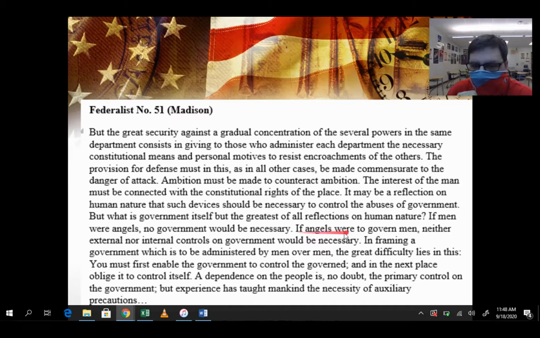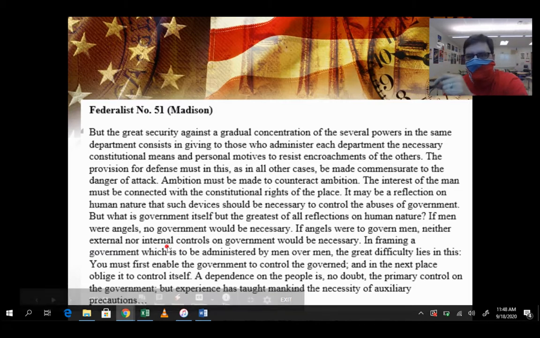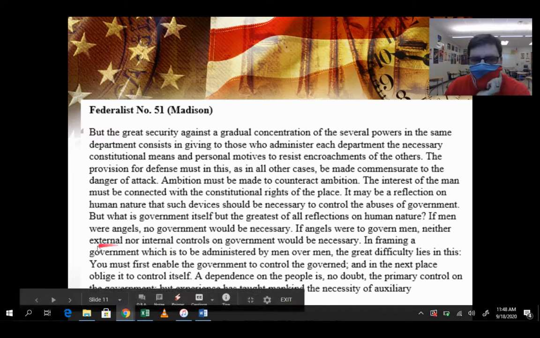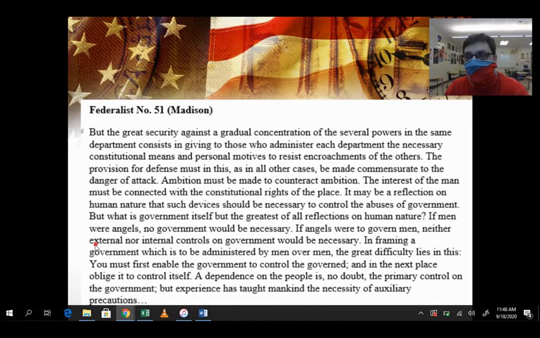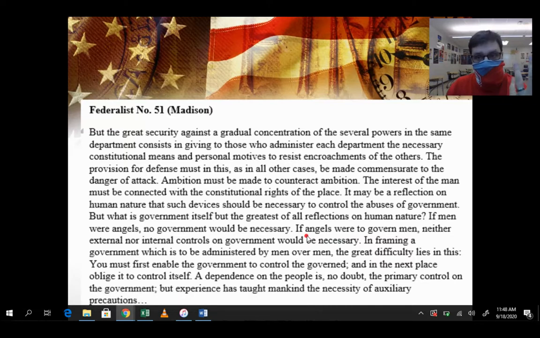If perfect people, perfect beings, were governing us, we wouldn't need internal controls, checks and balances on each part of government. We wouldn't need external controls, constant elections to kick people out of office, right? Because they would be perfect and they would do the right thing every time, and we wouldn't need them to be voted out if they did the bad thing, because they wouldn't be doing bad things, right?